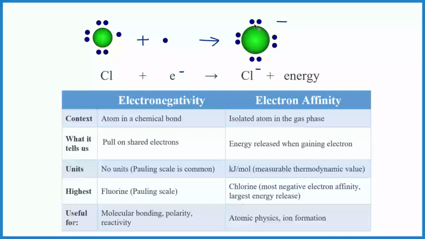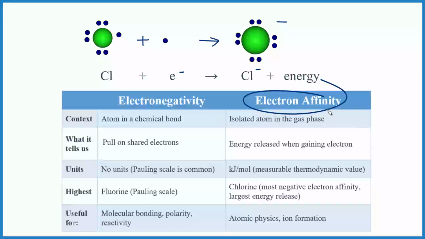We get the anion, a little bit bigger. Anions are larger than neutral atoms. And some energy is given off. And we can actually measure that energy. We can do this in the lab, and it's in kilojoules per mole. So it's a real value. It has units. And the key is it's an isolated atom. It's neutral. It's gaining an electron. It's forming an ion. And that energy, that's how we measure electron affinity here.